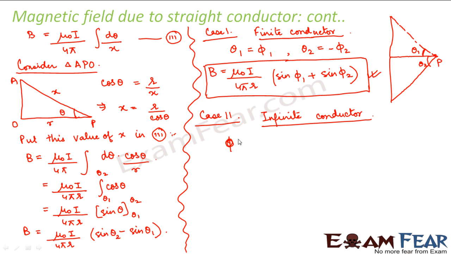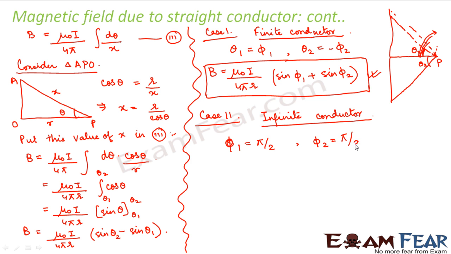So if the conductor is infinite, that means this length will keep increasing. Now as this length keeps increasing, this angle also keeps increasing. So let us suppose the length increased, this angle will also increase. The length increased even more, the angle will also increase. So this angle cannot increase more than pi by 2, right? Because the length cannot increase more than that. So when the conductor goes infinite, your phi 1 and phi 2 both become pi by 2.